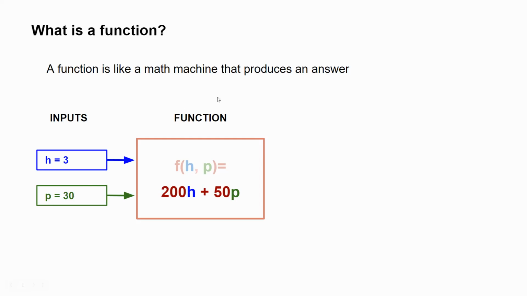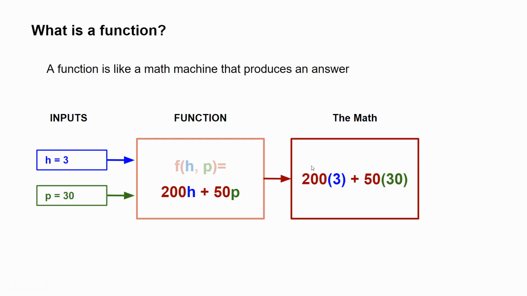Once we know that, we can substitute and do the math. 200 times 3 plus 50 times 30 is going to give us our answer. We evaluate that in the calculator, and we get our answer of 2100. That's all there is to it. So let's take a look now at that function notation.